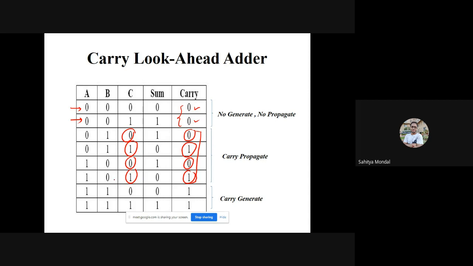And the last one is the carry generate. Here the outputs are 0, 1, 1, 1. In that particular scenario, we will generate the carry. So under three conditions, we divide the entire truth table into three segments. The first segment is no generate, no propagate. The second segment is same Cin and same Cout, which is propagate. And the last one is actually generating the carry.